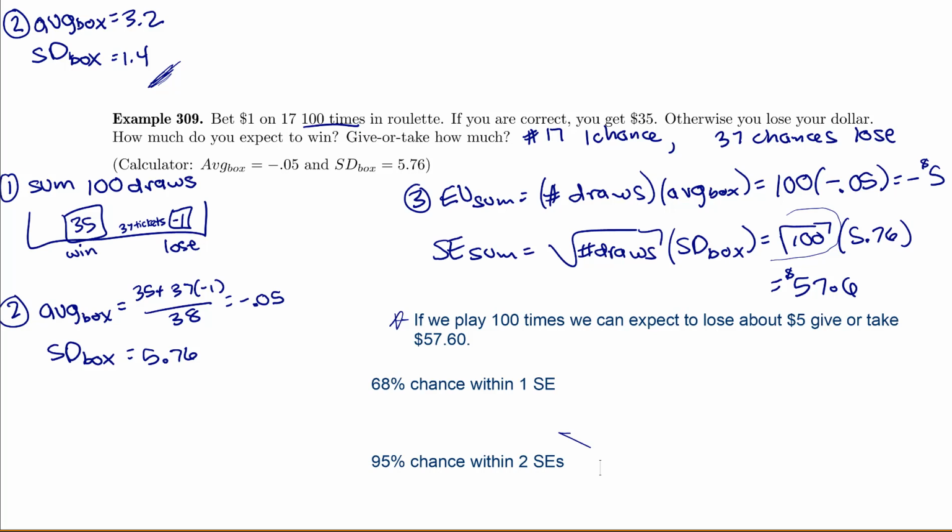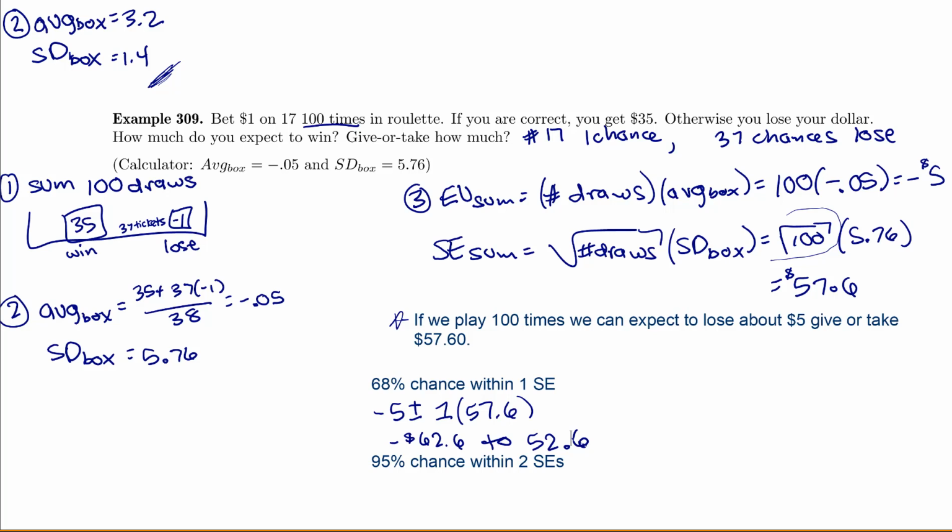Now, I want to go a little bit farther here. We know 68% of the time we should be within one standard error. Let's figure out what that range would be. That would be my -5 plus or minus 1 times 57.6. So if I put in my calculator -5 minus 57.6, that gives me -$62.6, and if I add it, I get $52.6. So for this specific bet and these specific ratios and amount you win, there's a 68% chance that you're either going to lose about $60 or win up to about $50. So pretty good chances you'd be within that range.